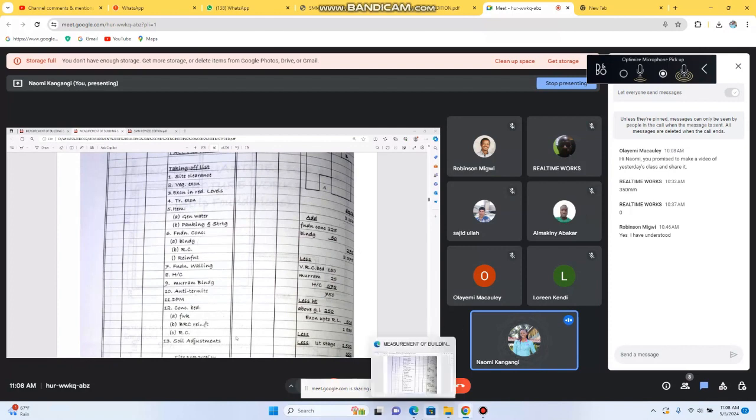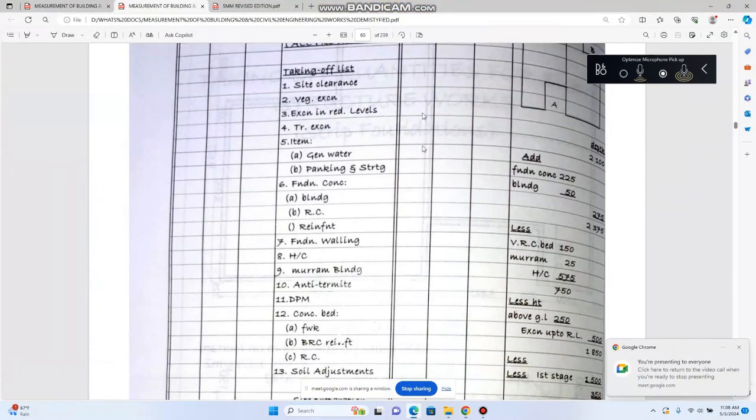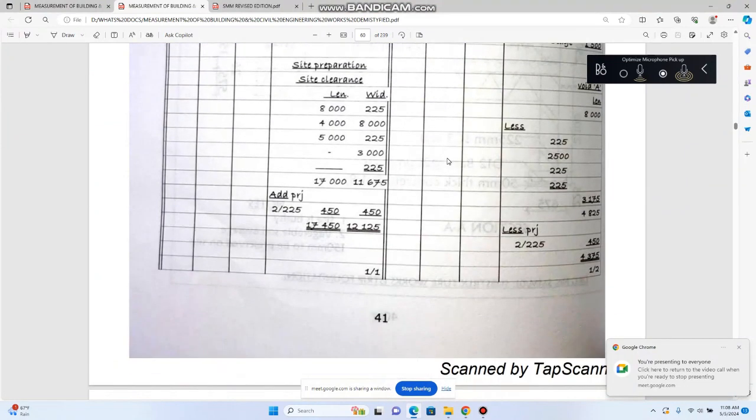All right. So we shall continue with the next part, which is site clearance. We want to know how to measure. We have already been told that site clearance will be measured in terms of area. So area for what? We want to see.